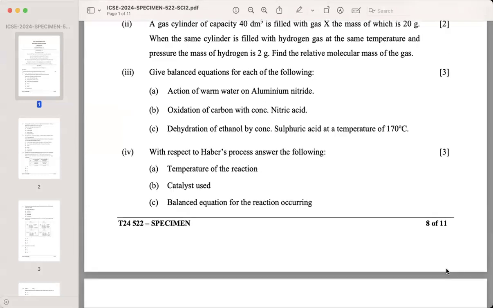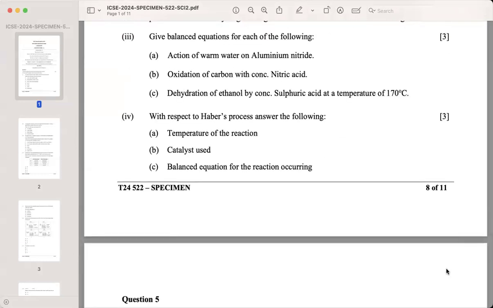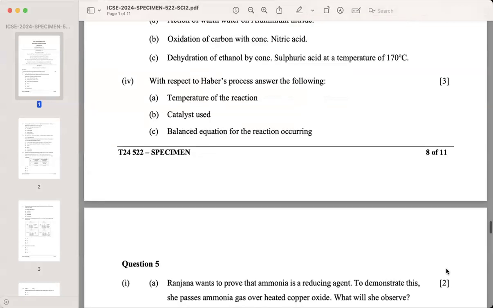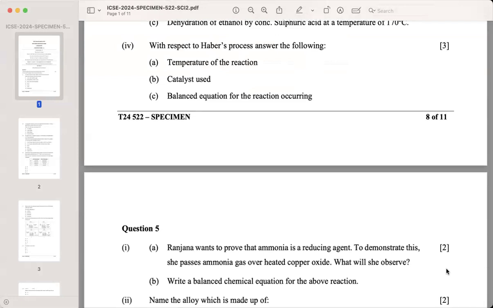Then part 4, with respect to Haber's process, answer the following. Temperature of the reaction will be 450 to 500 degrees centigrade. Catalyst used is finely divided iron or powdered iron. Part C, it will be N2 plus 3H2, reversible arrow. On the reversible arrow, you will write the catalyst as finely divided iron, and below that you will write promoter as molybdenum, giving 2NH3.